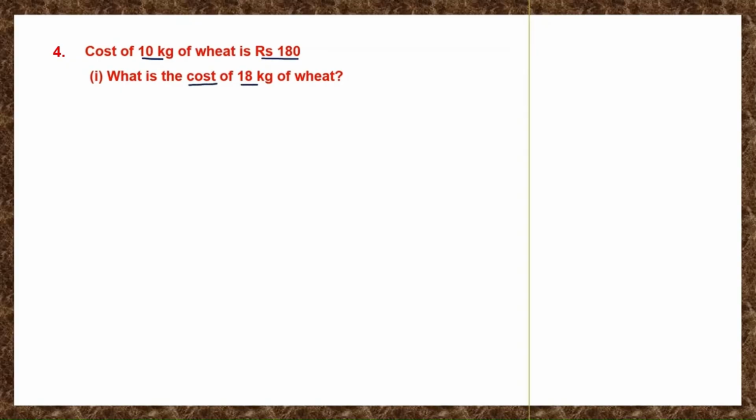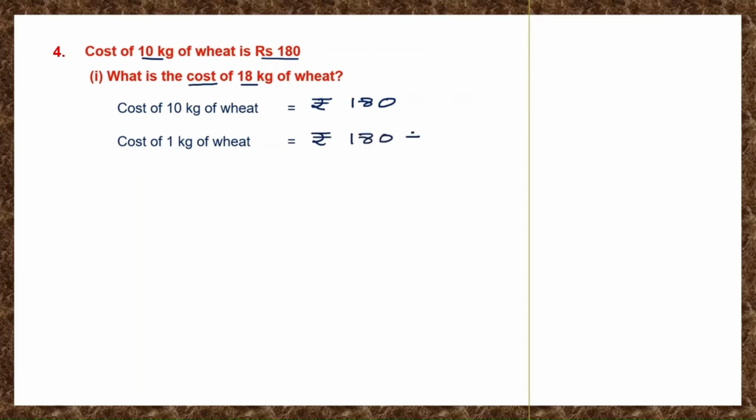So whatever we are asked to find, let your statements begin with that. So cost of 10 kg of wheat is rupees 180. Now we must find the cost of 1 kg of wheat. That is rupees 180 divided by 10 kg. So let's divide 180 divided by 10. We can write it as a fraction to make our work easier. This is 18 by 1, which is simply 18. So cost of 1 kg of wheat is rupees 18.